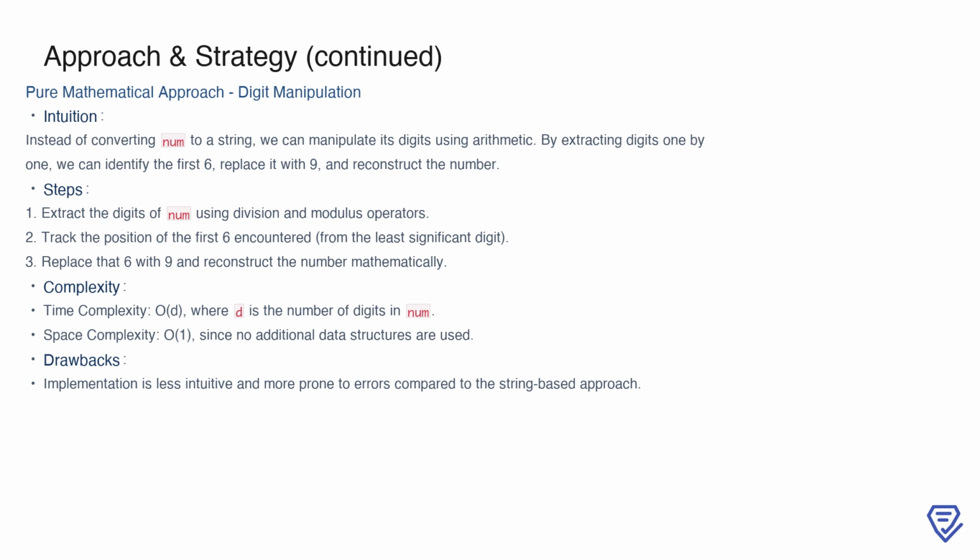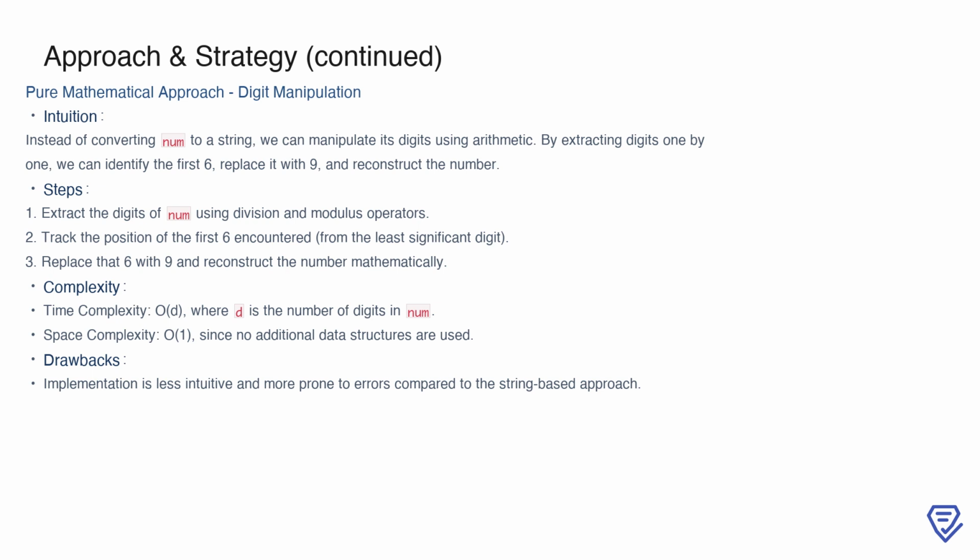Instead, it directly manipulates the digits of the number using arithmetic. The idea is to extract each digit of the number using division and modulus operators, starting from the least significant digit. By tracking the position of the first 6 encountered, we can mathematically replace it with 9 and reconstruct the number. While this approach is space efficient, with a space complexity of O(1), it's less intuitive and more prone to implementation errors compared to the string-based method.